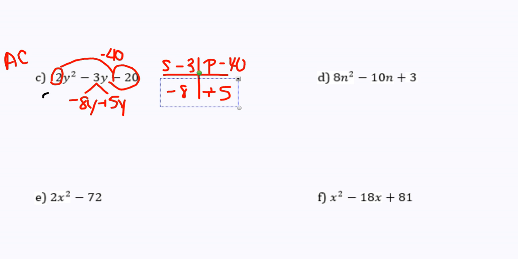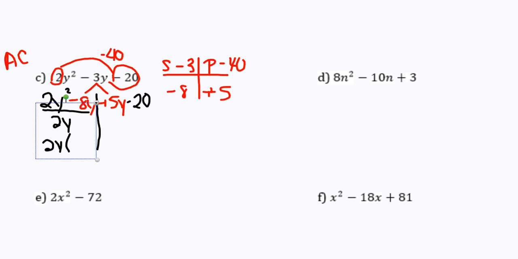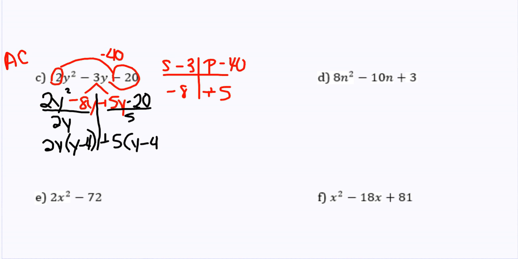We can still bring down the outside terms. They're still there, 2y squared minus 20. And now, if you remember, I want to split this down the middle and factor out a GCF on both sides. So for my first two terms, 2y squared minus 8y, I can factor out a 2y. And that's going to give me 2y times y minus 4 when we factor out that GCF. On the right, I can factor out, looks like a 5. So if I factor out a 5, I have 5 times, again, y minus 4.